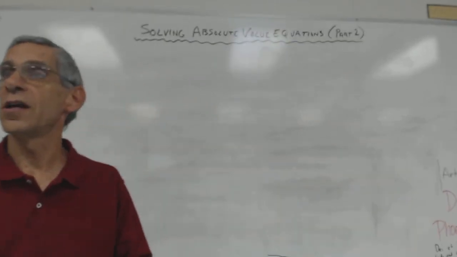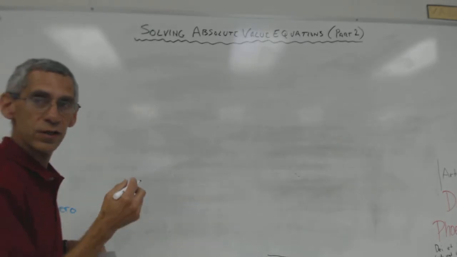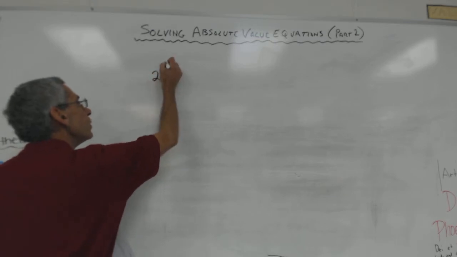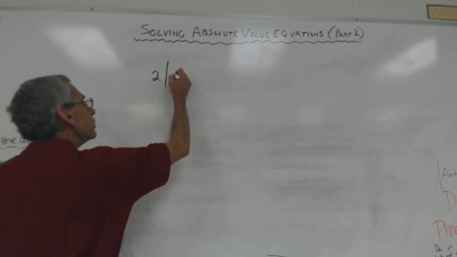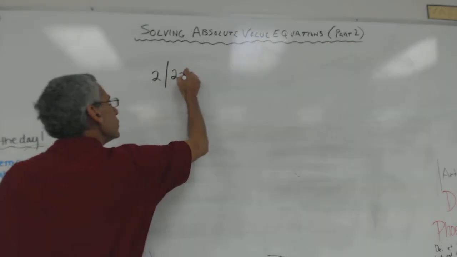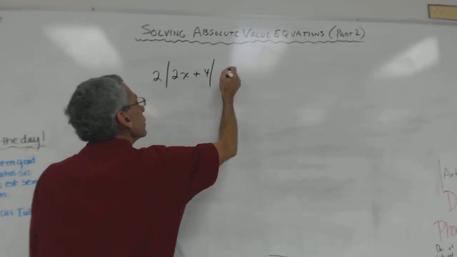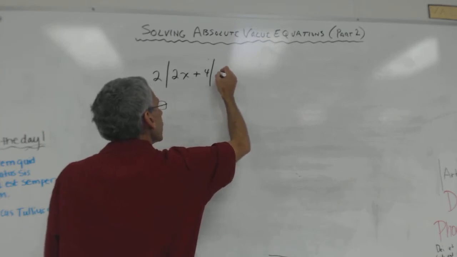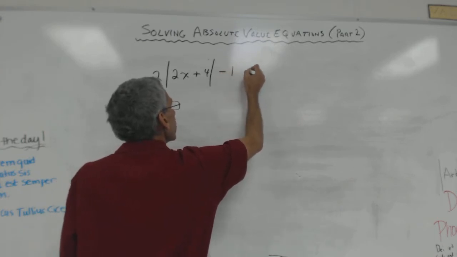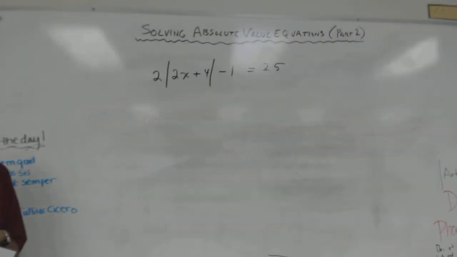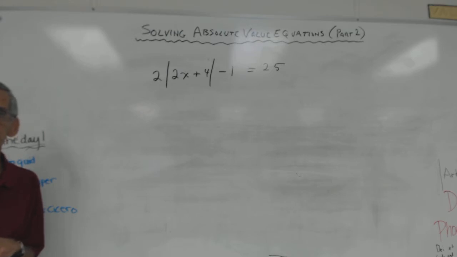All right. Here's another example. Let's say I did this: 2 times the absolute value of 2x plus 4, minus 1 equals 25. So what did I do, first of all? Just tell me, Ben, what do you notice that's different about this one?